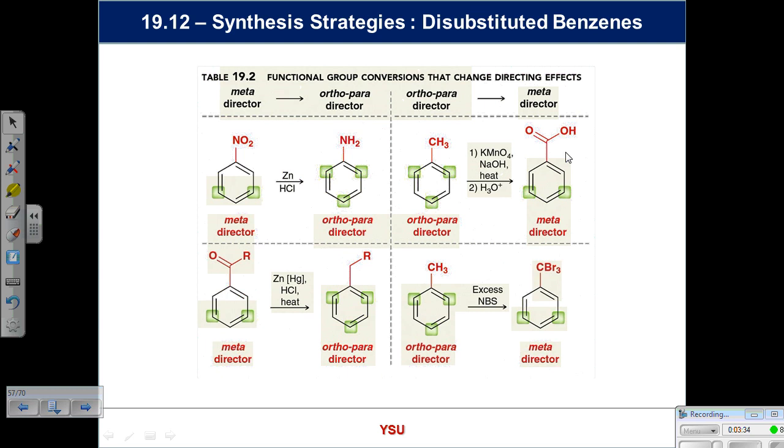So again, this chart is worth a look. If you look at the bottom down here, if you put the acyl group on through Friedel-Crafts acylation, your next group will not go ortho-para in the major product. It will go meta. If you want it to go ortho-para, you have to change the carbonyl into something like an alkane. You have to reduce it down.